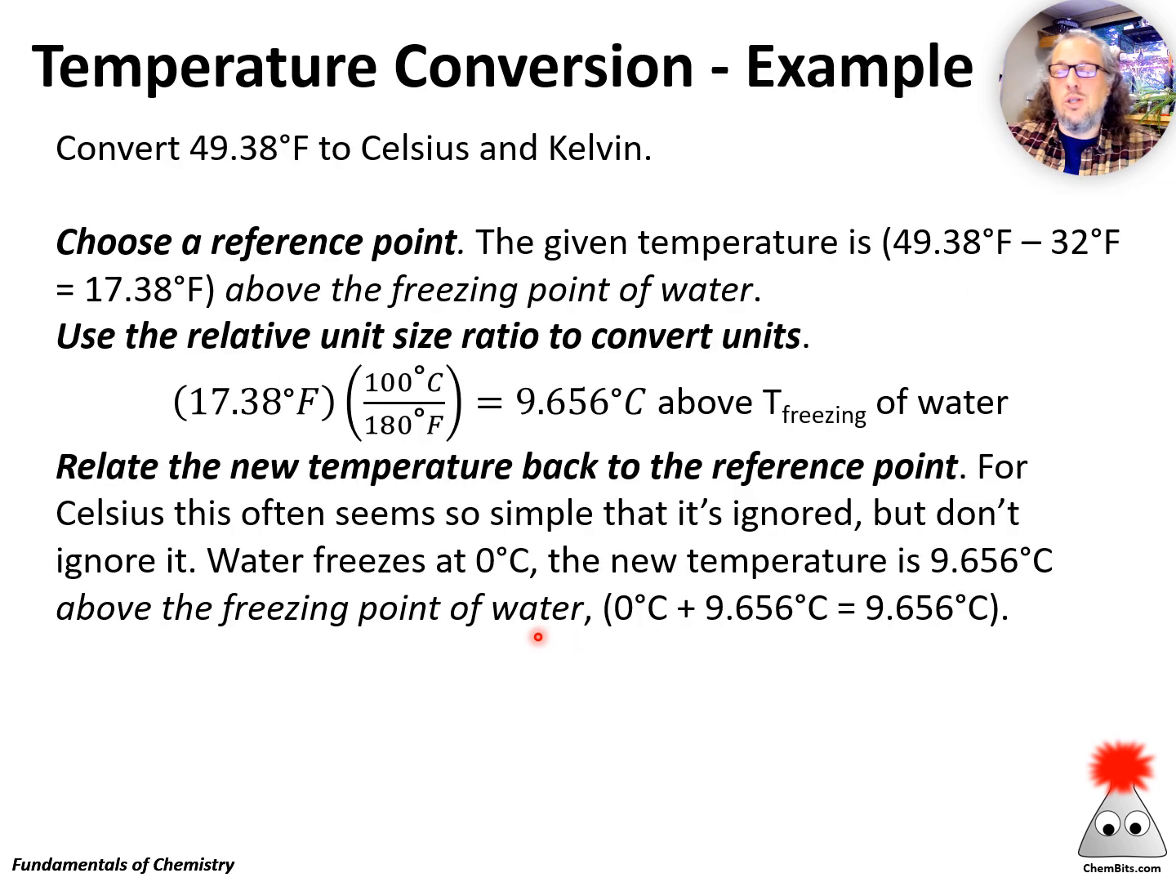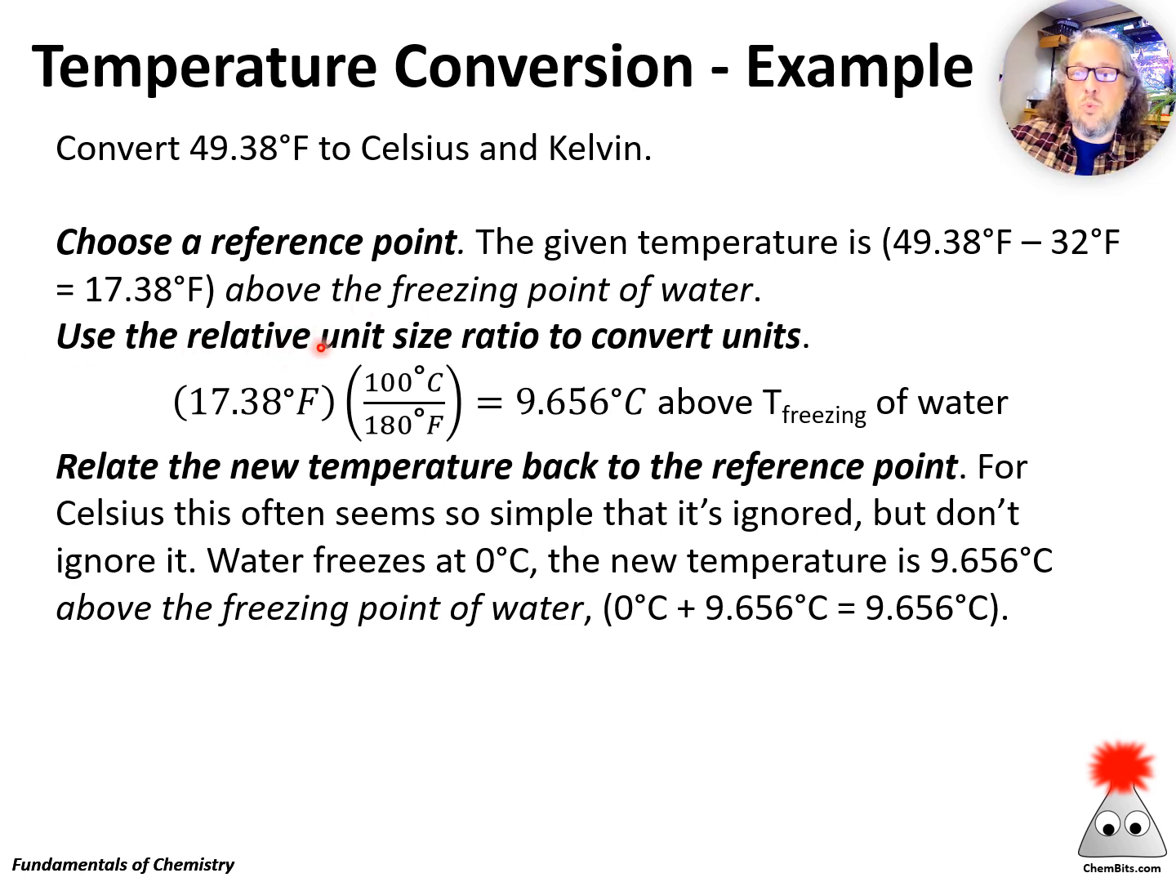So let's look at a conversion. Convert 49.38 degrees Fahrenheit to both Celsius and Kelvin. So first, let's do Celsius. Pick a reference point. Why not use the freezing point of water as a reference point? So the given temperature, 49.38 Fahrenheit, is 49.38 minus 32. It's 17.38 degrees Fahrenheit above the freezing point of water. Okay, so now we've got a reference and we've got a size of that energy change.